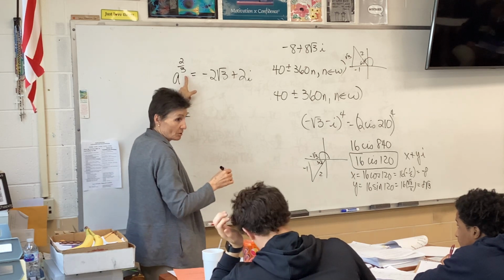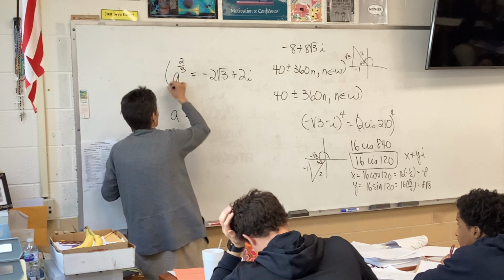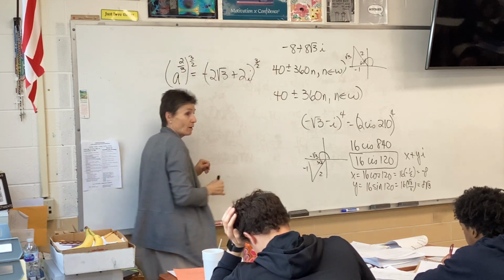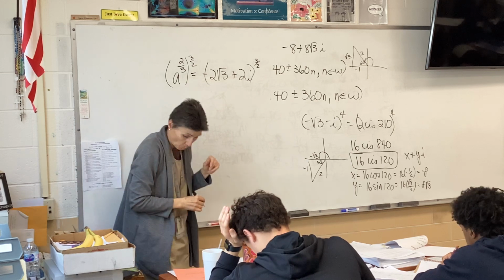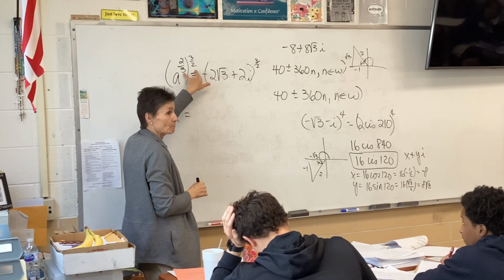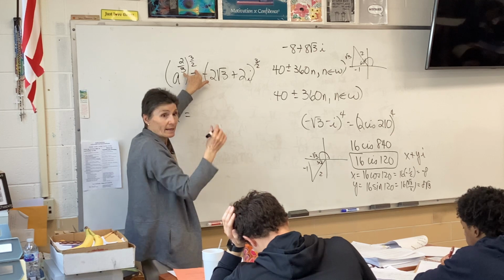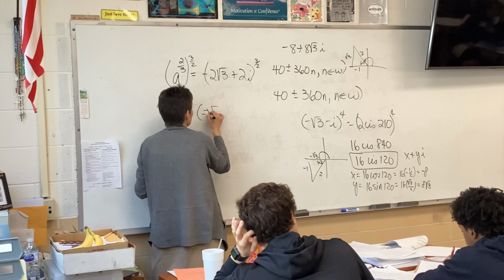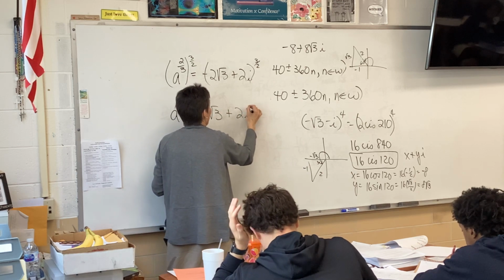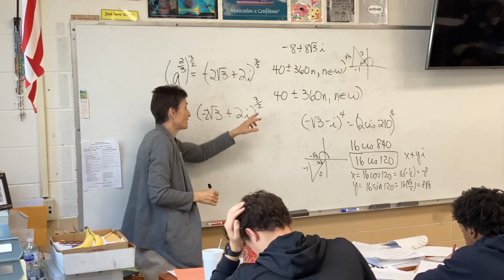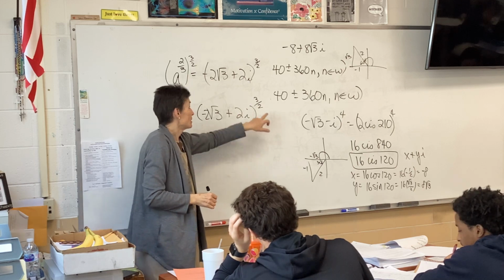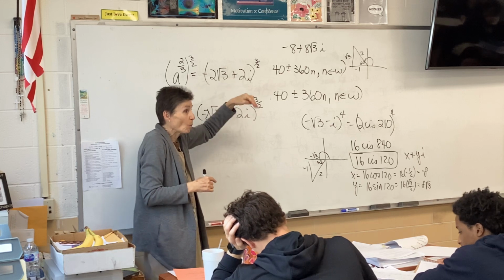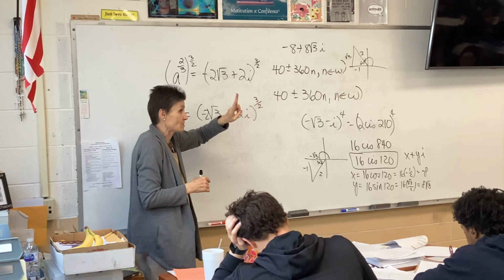Get rid of the 2/3, and we're gonna get rid of the 2/3 most easily by raising both sides to the 3/2 power. Because what do I do with those exponents right there? Multiply them so they cancel. So A is gonna equal negative 2 root 3 plus 2i to the 3/2 power. And what does a 3/2 power mean? Square root cubed. So we're gonna get two answers here. This is a square root problem, so I'm gonna get two answers.